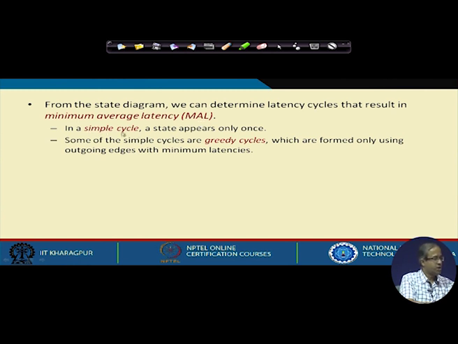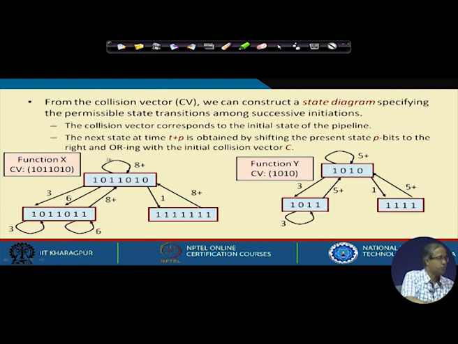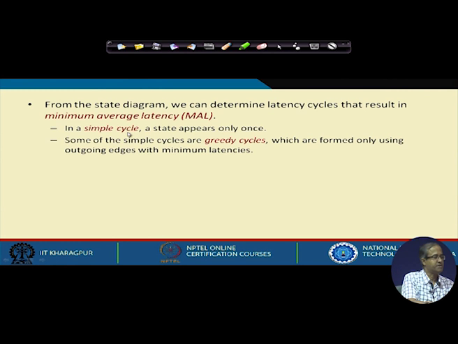When we talk about a simple cycle, a state appears only once. This is of course the kind of cycle that we want, because we do not want a cycle like this where I am telling 3 3 8 3 3 8, 3 is appearing twice; I shall not be considering that as a feasible cycle. Okay? I shall only be considering simple cycles, and greedy cycles are those where from every state we shall only be taking the outgoing edges with minimum label.